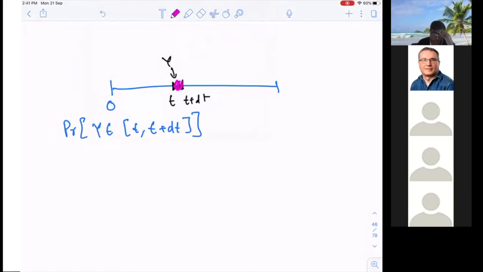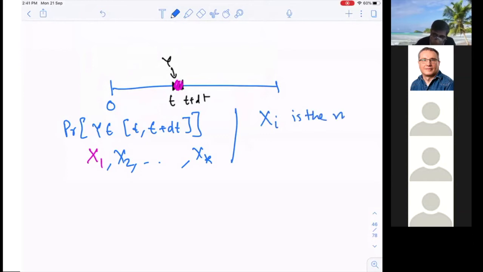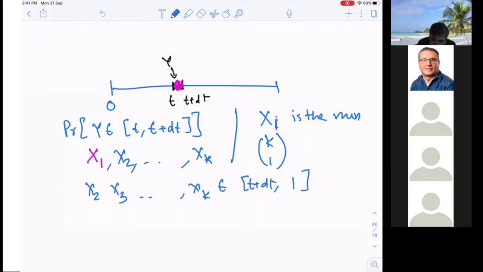Now I really don't know which one it is. Either x1 could be the minimum, or x2 could be the minimum, or xk could be the minimum. One of these could be the minimum. So let's guess one of them. Suppose xi is the minimum. How many choices do we have? We have k choose 1 choices. Now, what do I know? If, for example, x1 is the minimum, then x2, x3, through xk must belong to the interval t plus dt comma 1. Am I right? It must belong to this interval.